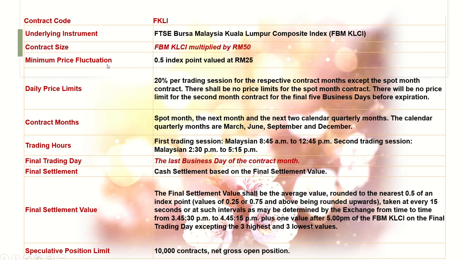These are the specifications of the contract. The contract code is FKLI, and the underlying is FBM KLCI. How to calculate the contract size? We will take the FKLI or KLCI index multiplied by 50 ringgit. Later on we will take a look at an example.